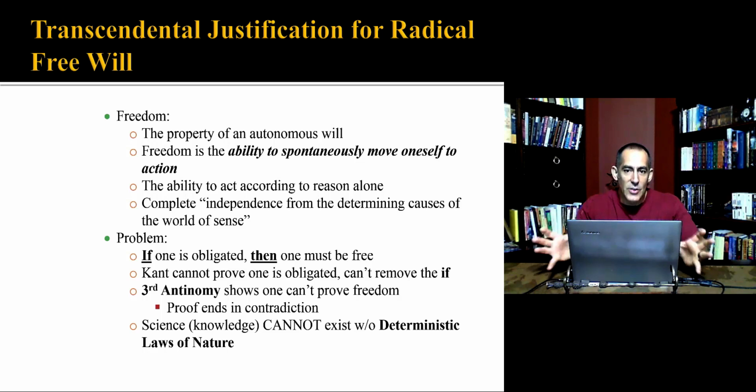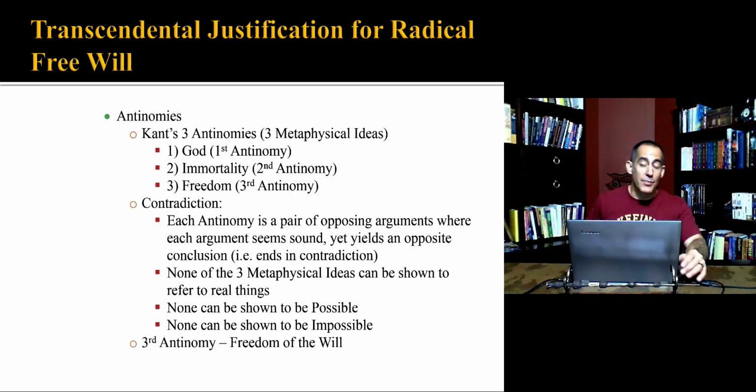And his third antinomy actually deals with the issue of determinism and freedom. And he shows that you can't prove that we're free, right? So he can't prove what he needs to prove to get his ethics off the ground. Science, for instance, can't operate without deterministic laws. So is it the case that we're in a universe with deterministic laws? Well, here are the three basic antinomies. The first three, at least, are God, immortality, and freedom.